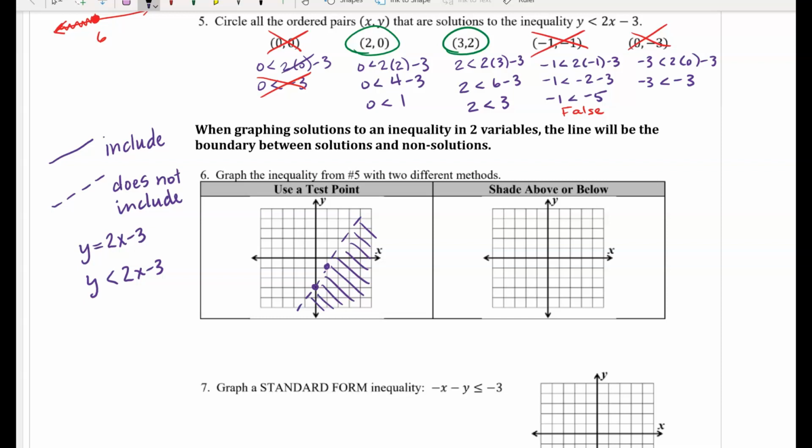Another way that we can determine the shading on the inequality is to shade above or below. So let's sketch in our boundary line again. And since my inequality is solved for y, I can put my pencil anywhere on any point on that line, and I can think, are the y values going to be less than if I shade above that point or if I shade below? And the y values will be smaller if I shade below. So you can think in terms of above and below to do your shading, as long as your inequality is solved for y.